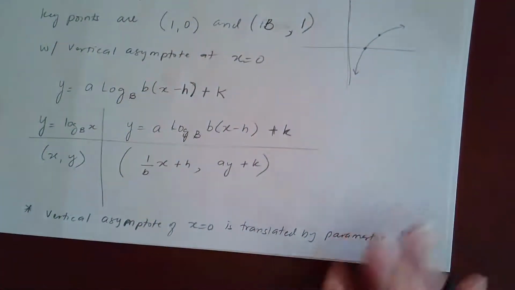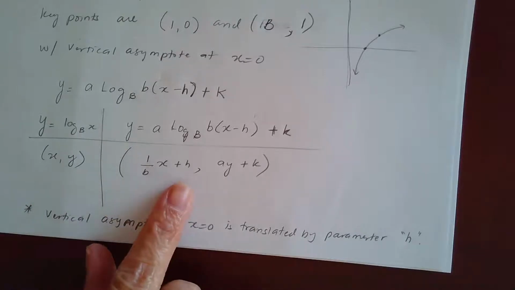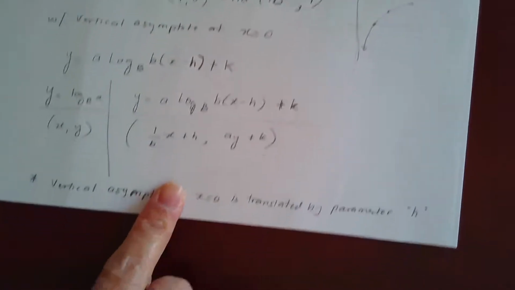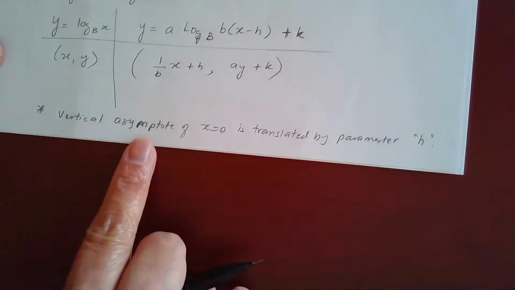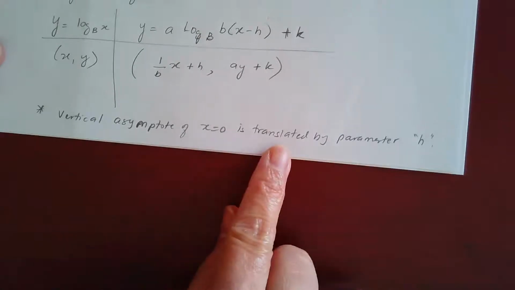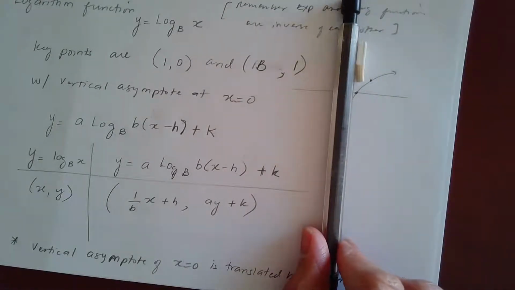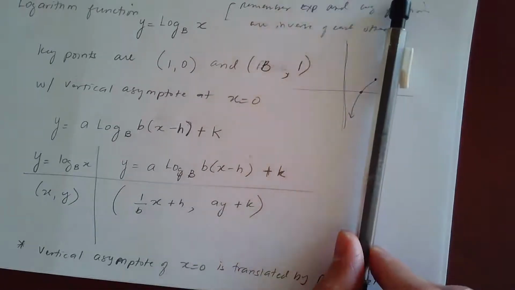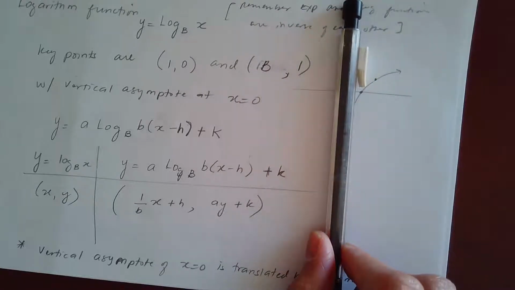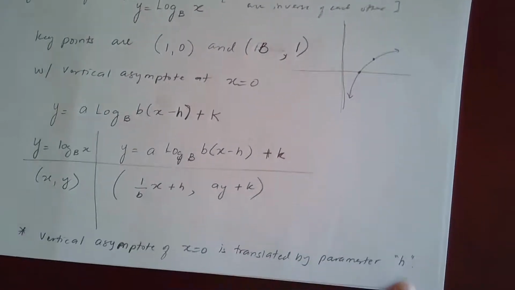Okay. So, and again, I wrote down the mapping. So this is the mapping that we've done. I mean, we've done so much of the mapping, so I will just leave it like that. So vertical asymptote of x equals 0 is translated by the parameter h. So this is the vertical asymptote. The only time that the vertical asymptote will be moved is if we have a horizontal shifting left or right. Okay, and then the translation left or right is based on the h value.